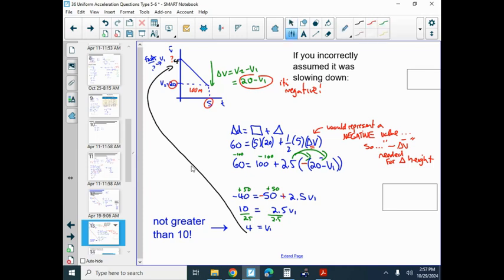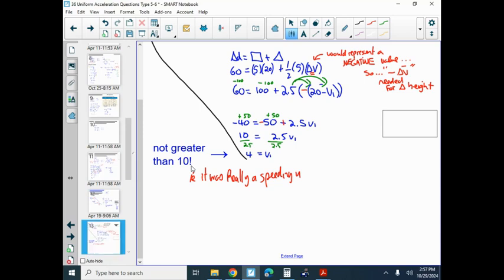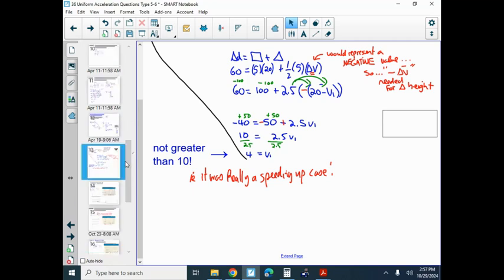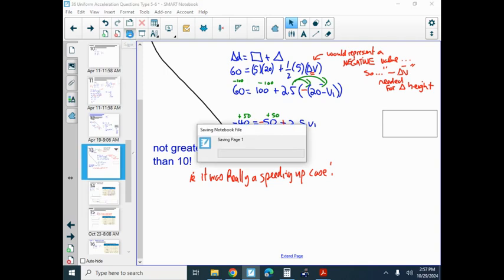Well, it's kind of amazing that this wrong assumption still led to the correct conclusion. So i.e. we were actually speeding up, right? It was really a speeding up case. My smart board's chugging. All right. So we're seeing that it's actually a speeding up case just by making the assumption we did and seeing that it doesn't work out.